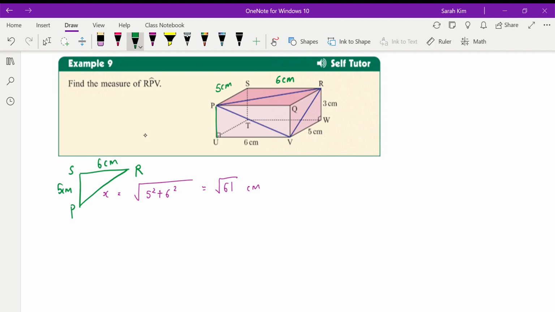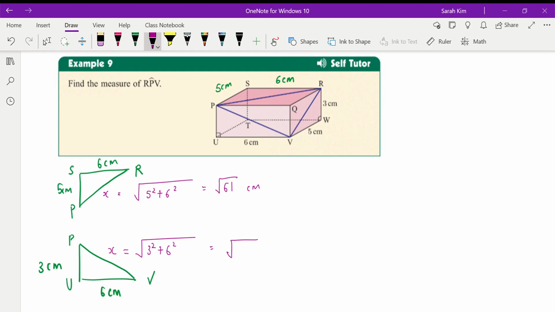So let's do this one. Let me draw it for you. PUV. This one's 6 centimeters. That one's 3 centimeters. So I should be able to find this X. 3 squared plus 6 squared, which is 9 plus 36, 45 centimeters. Okay, so that one's done.